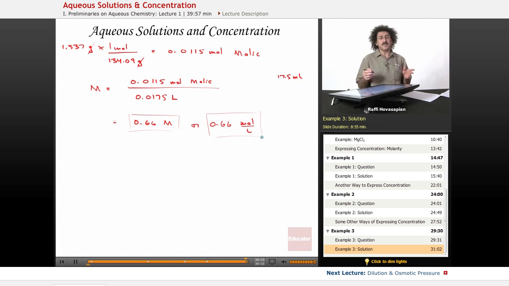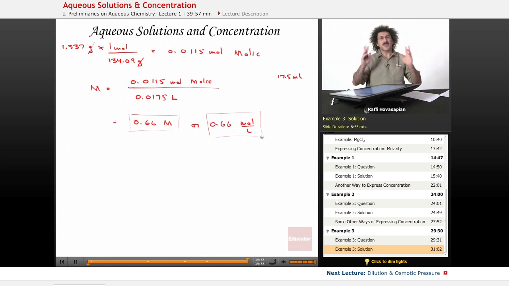So that's it. We were given a concentration in one expression, percent by mass. We wanted molarity. We wrote down the definition of molarity, and we just took a look to see what we needed. We needed moles of solute. We needed liters of solution. Well, the liters of solution is easy. You just measure the volume, so that gives you that. We use the information on percent by mass to recover the mass of the solute, the malic acid, and then from the mass, we use molar mass to get to moles.